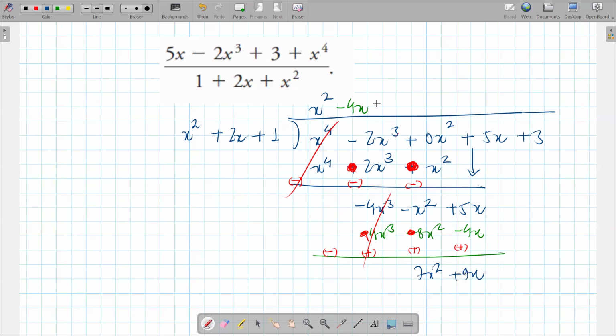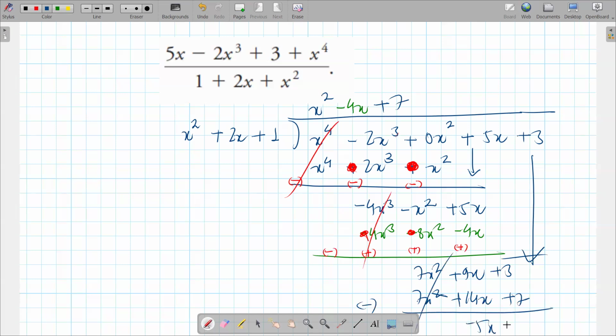For the last step, plus 7 here. And then we're pretty much done. 7x squared plus 14x plus 7. Subtract them. This goes away. Minus 5x minus 4 is your remainder, not your quotient. This is your quotient, and that's the final answer.